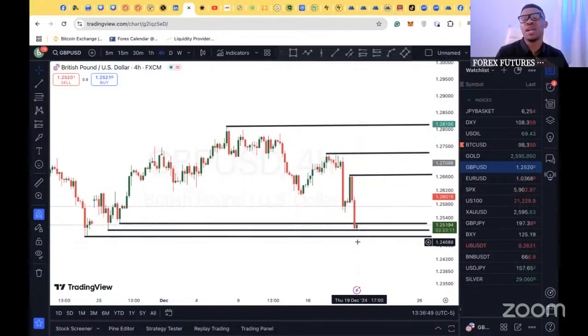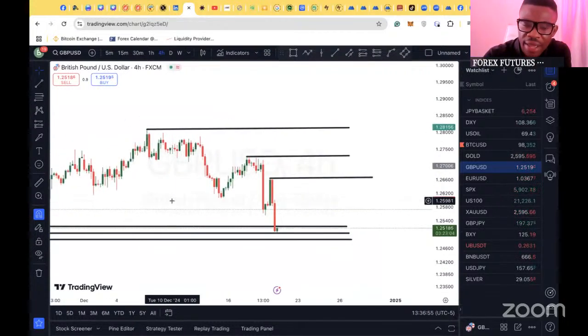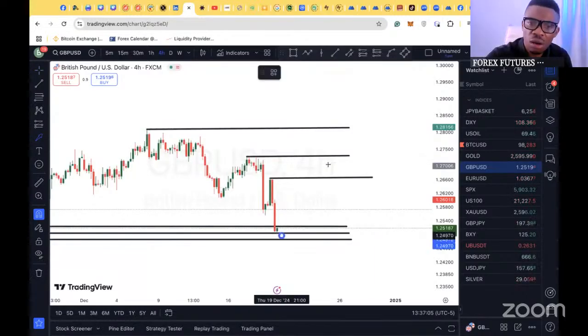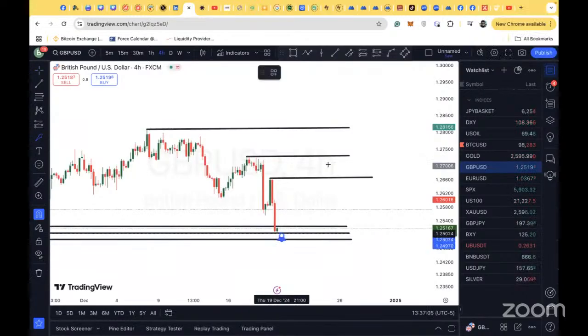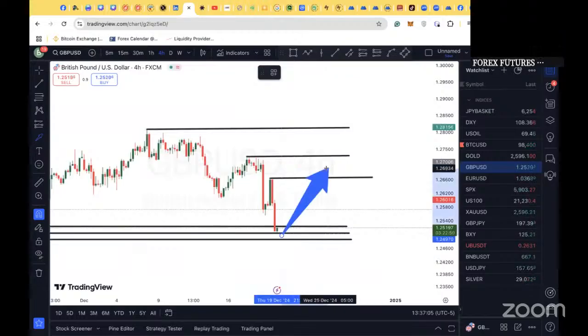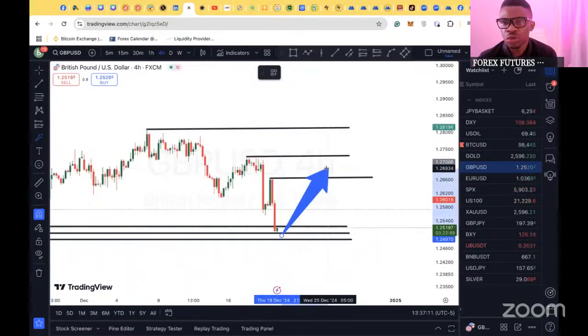The price is currently around support areas. So that guy that said we should be looking for a buy, I agree with that guy. Because when the market is at a support area, the next place the market should be going is upwards. But is this always true? No, it's not always true.